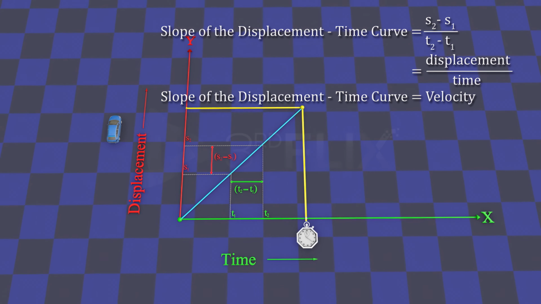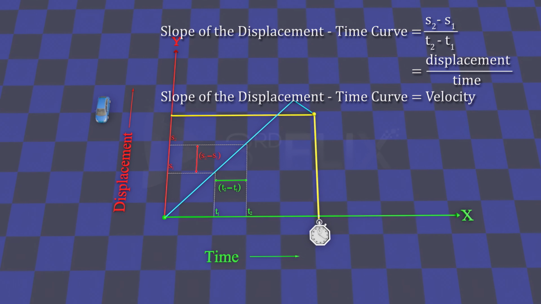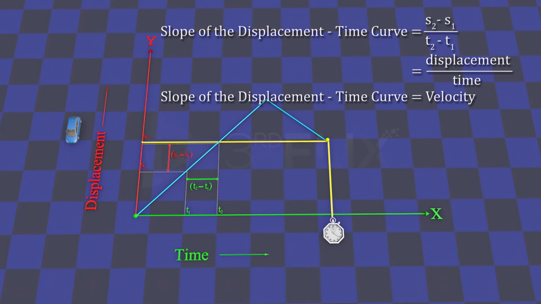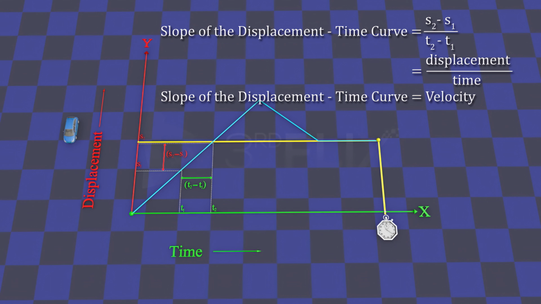Positive slope indicates that the object is moving in a positive direction. And if the slope is negative, it indicates that the object is moving in a negative direction. And zero slope indicates that the object is at rest.